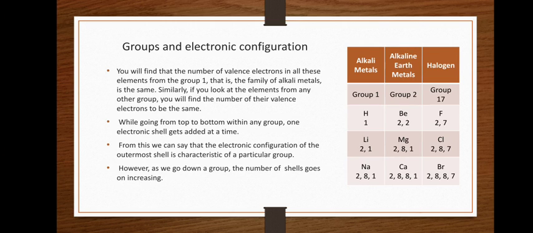Helium will have 2. Right? If you consider second period, lithium has 1 electron in its outermost shell. Beryllium has 2. Boron will have 3. Carbon will have 4, and so on. Right? So within a group and across a period, you have to remember this. What is the electronic configuration? How is it changing?